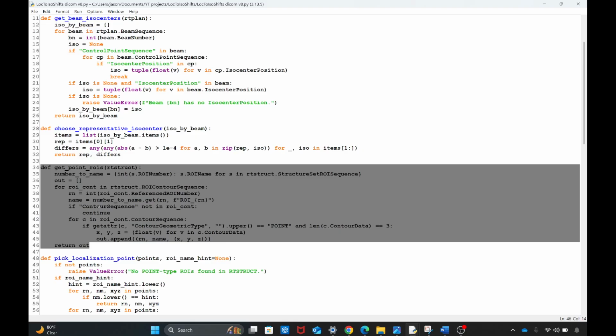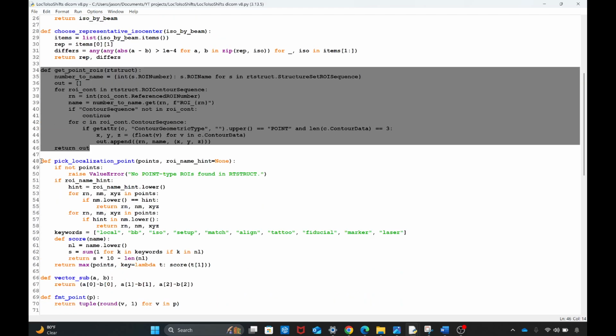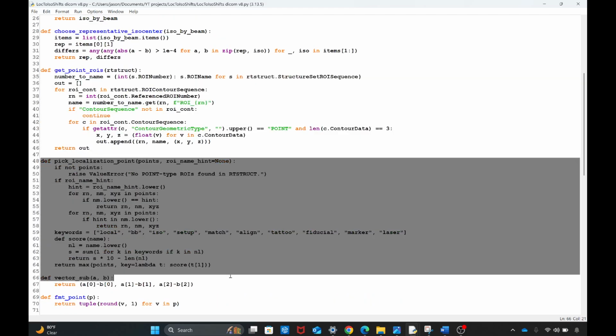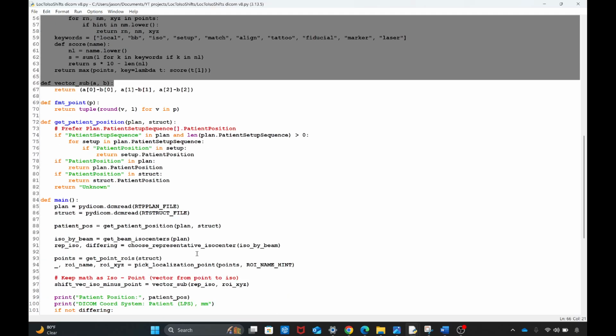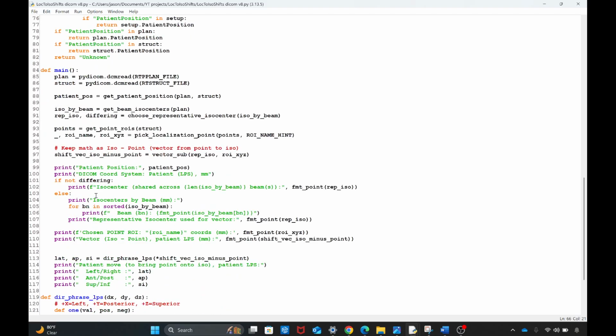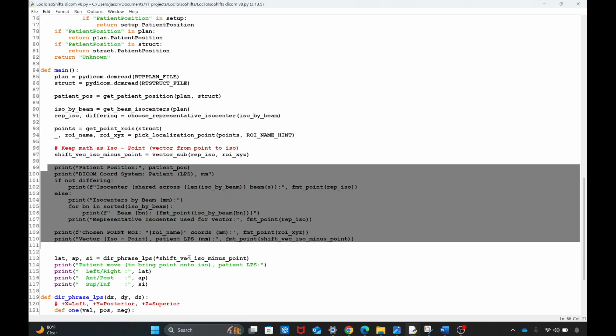Third, it picks the localization point either by a name hint like localization or by some keyword heuristic, which is in this section. And lastly, it prints the results in a clean and concise format, as shown here.